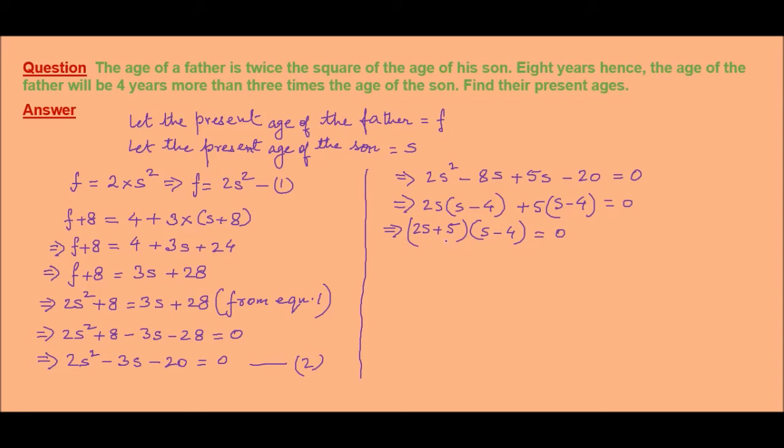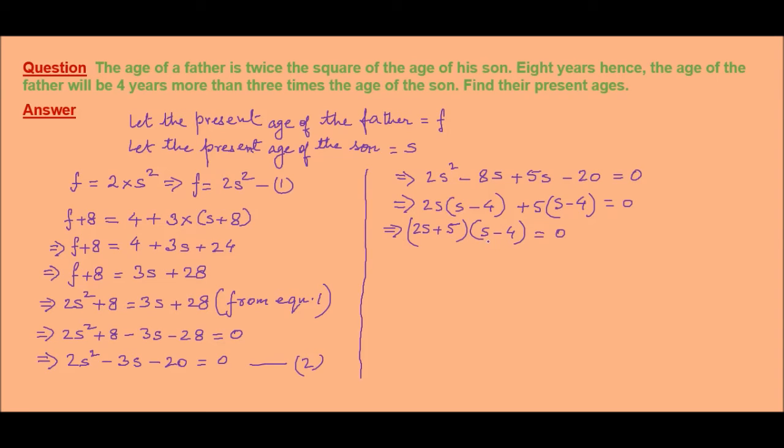Now either 2S plus 5 will be equal to 0 or S minus 4 will be equal to 0. If this factor 2S plus 5 is equal to 0, then S will be equal to minus 5 by 2. I'm not writing over here. You can very well see if 2S plus 5 is equal to 0, that implies S is equal to negative 5 by 2 or negative 2.5. And we all know that the age cannot be a negative number. So we will neglect this value of S.